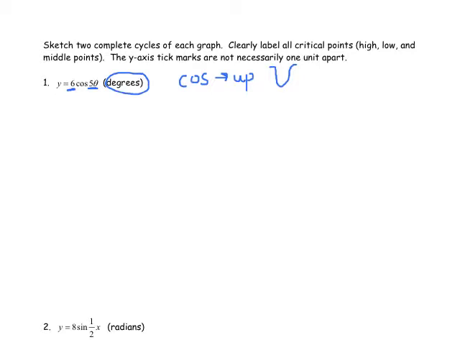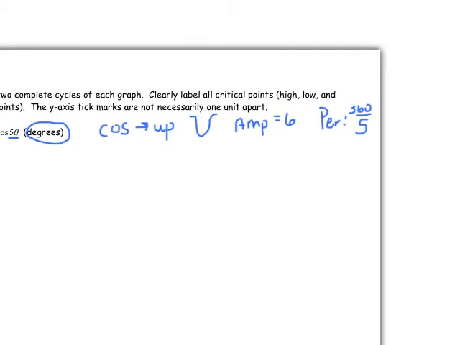We just noted that our amplitude is 6, so we're going to go up 6 and down 6. And then our period is going to be affected by this 5. Since we're in degrees, the period is going to be 360 divided by 5. This is non-calculator if I didn't say that already. So our period is 72 degrees.